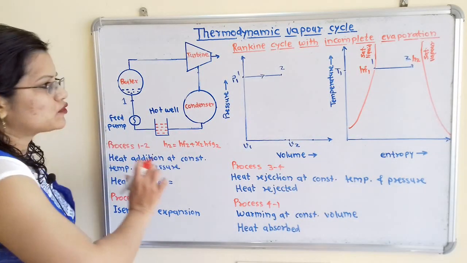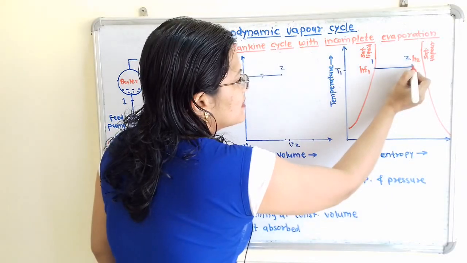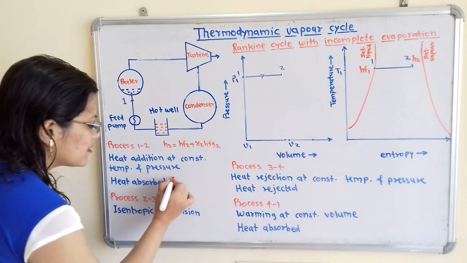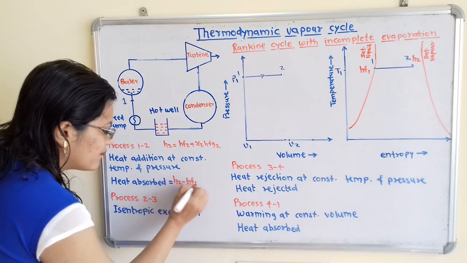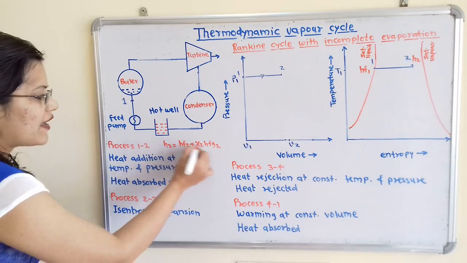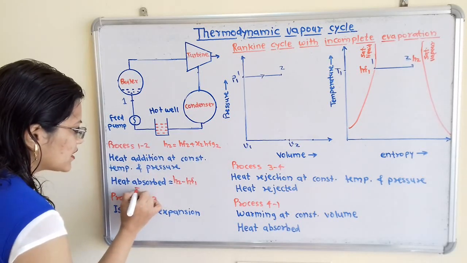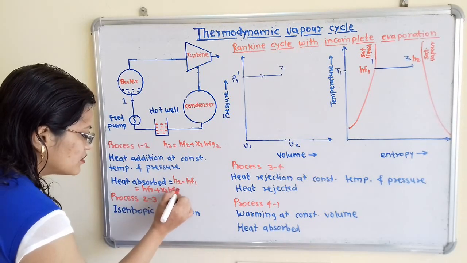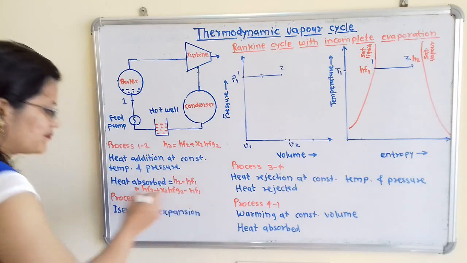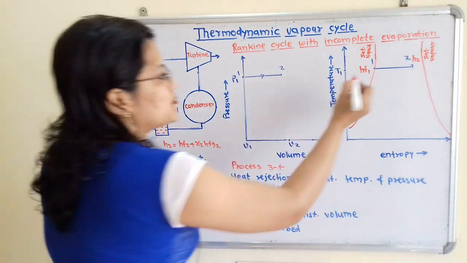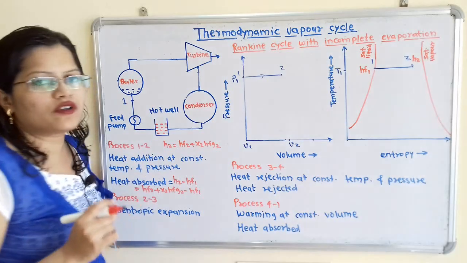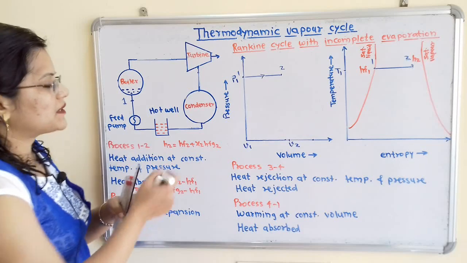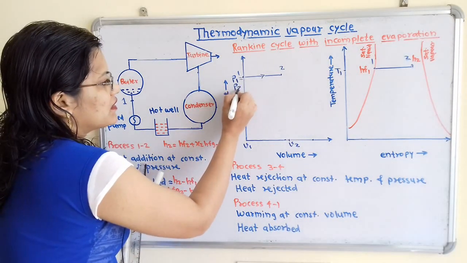Now what is the heat absorbed? We have to take the difference between the enthalpies, that is h2 minus h_f1. So I will write here h2 minus h_f1. Instead of h2 I will write this whole expression, that is equal to h_f2 plus x2 h_fg2 minus h_f1. Now again, if we observe, this process 1 to 2 is taking place at constant pressure. That is, here P1 is equal to P2, pressure at point 1 is equal to pressure at point 2.